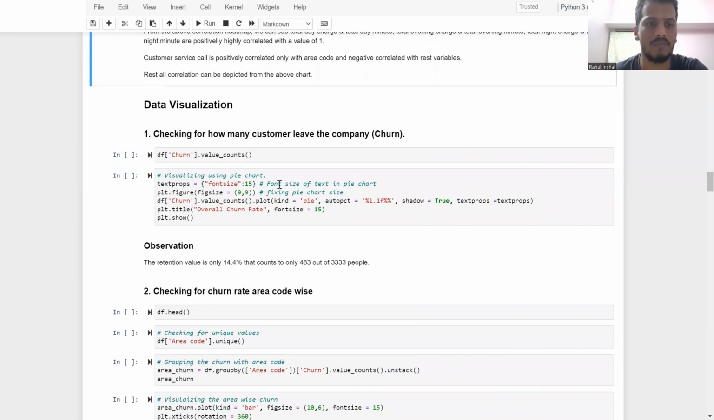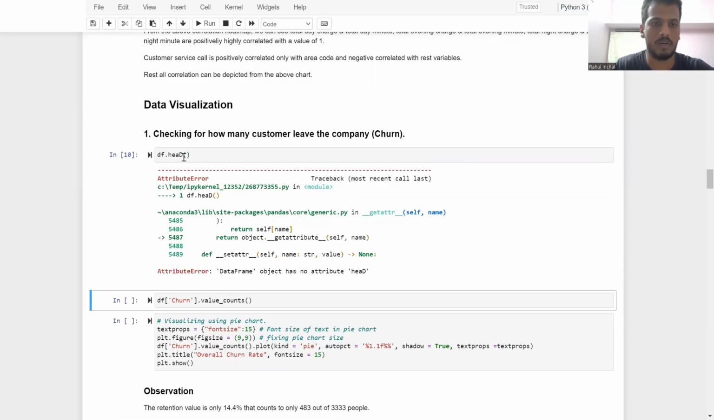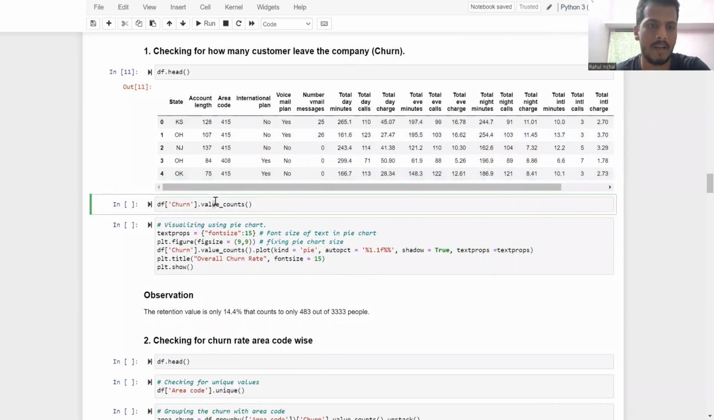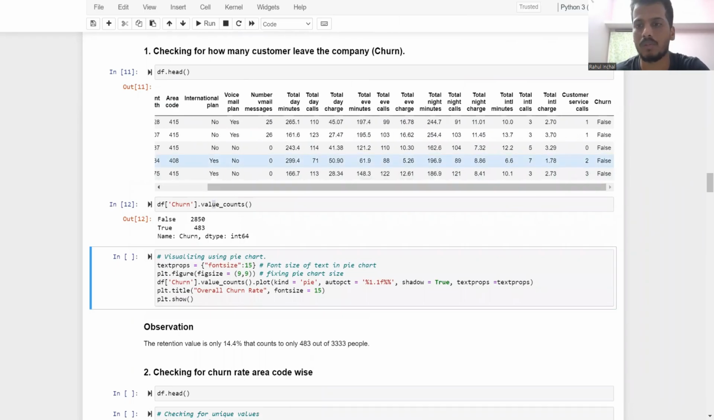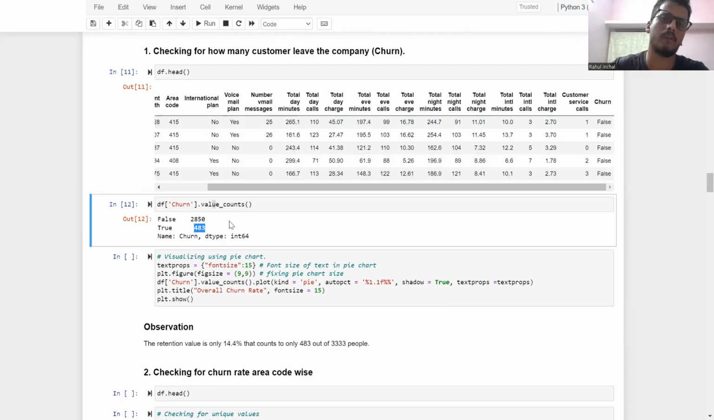First and foremost, I'll just try to print df.head. Okay, so this is my df, and then I'm going to see how many churn values. This is the most important column we have. False means the customer has not churned, and true means 483 customers have churned, which is what it is.